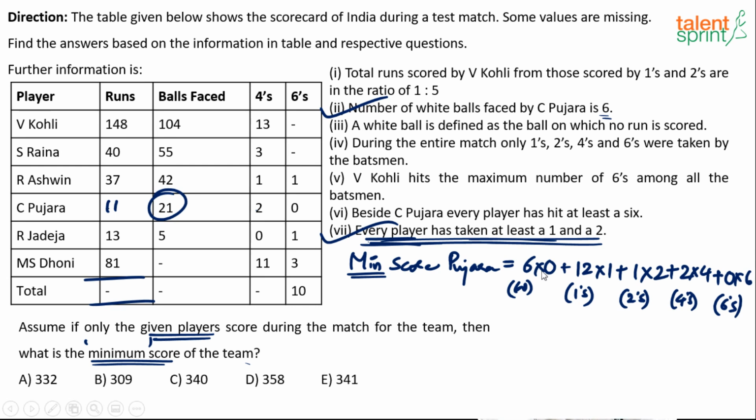What is the minimum total of Pujara? This is 0 anyway. This is 12 into 1, 12, plus 1 into 2 is 2. 12 plus 2, 14. 14 plus 8, 20. Yeah, so score of Pujara would be 20.